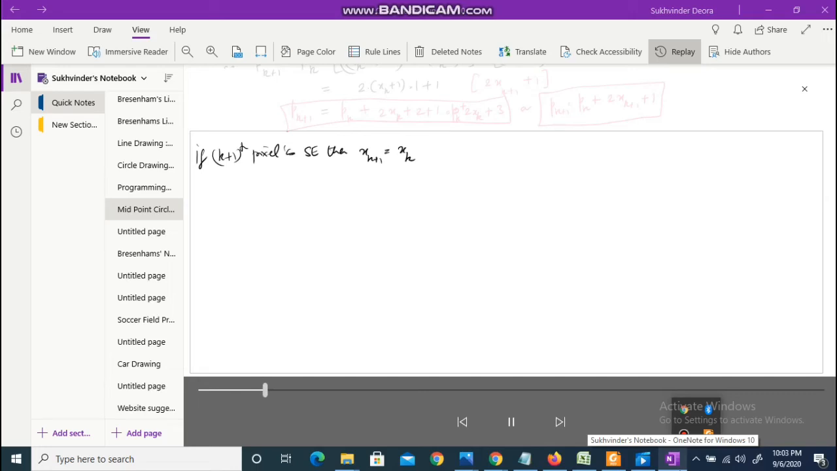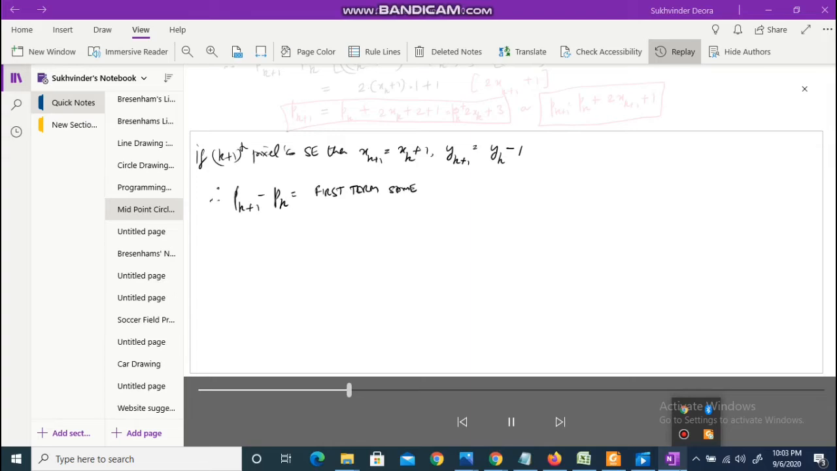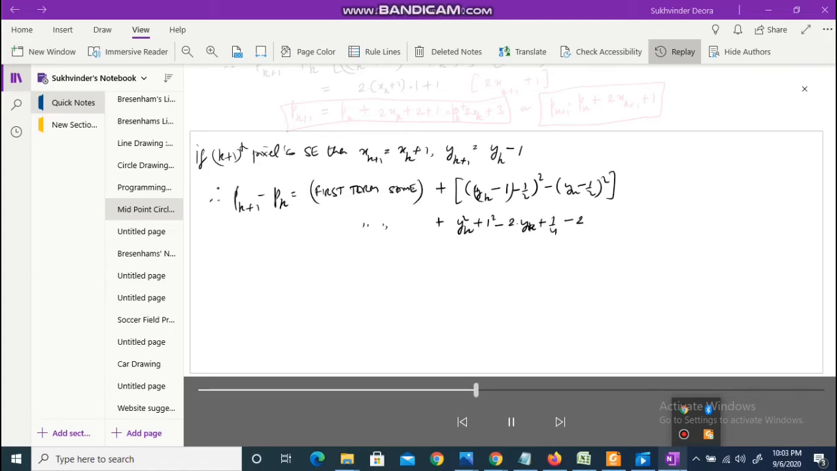Now if the k plus 1th pixel is the southeastern pixel, then xk plus 1 is xk plus 1, and yk plus 1 will be given by yk minus 1, because it was the southeastern pixel. So pk plus 1 minus pk will be given by the first term, which will be the same as evaluated in the previous evaluations, and the right hand side terms will be evaluated only when you expand the entire mathematical expression. Now if you expand this, you get the terms which are related to yk, and other terms will nullify.